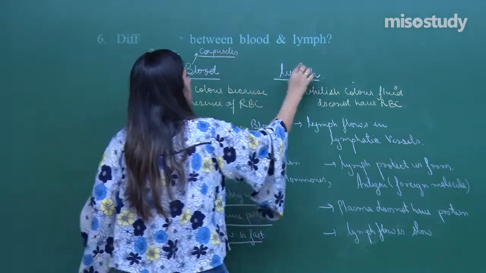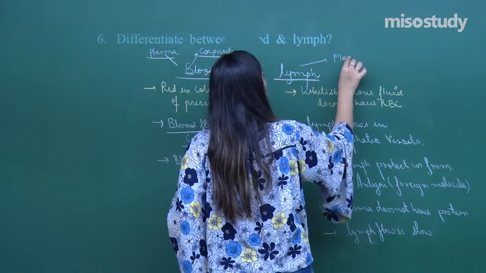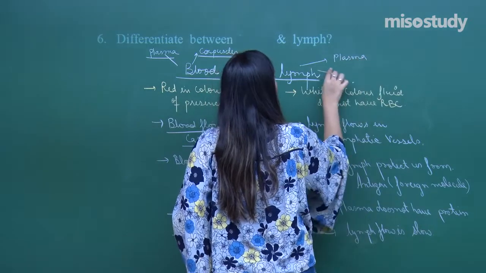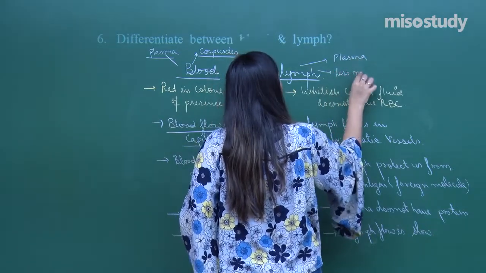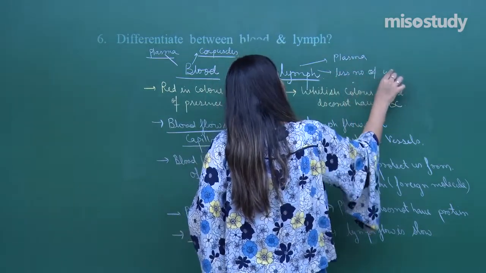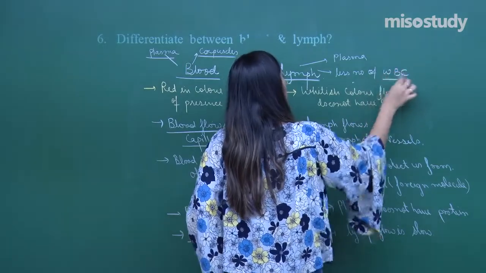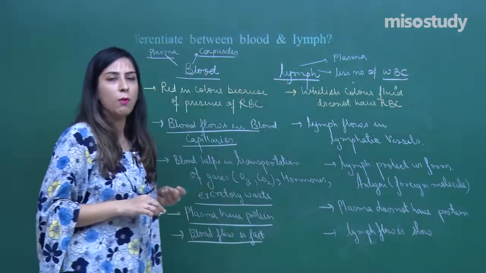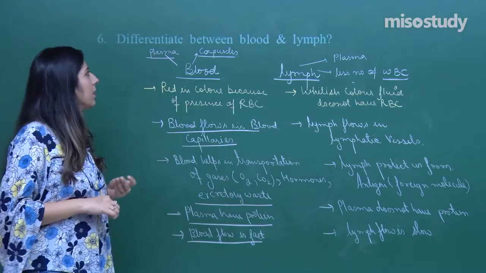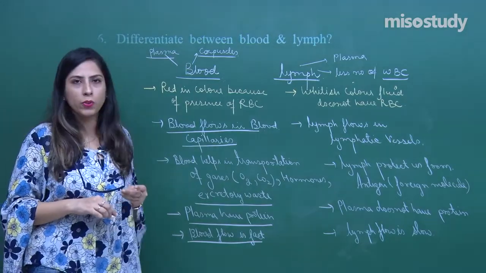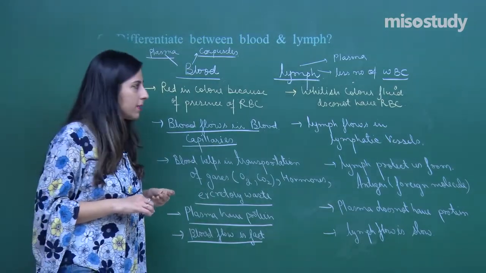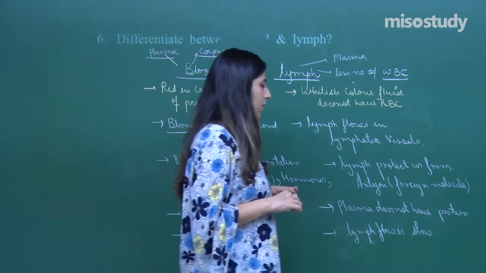Whereas in this case, plasma is there and they have a smaller number of WBC. Now what is WBC? WBC are white blood cells, right? And this was a 2-mark question. We have discussed question number 6, right? Hope this is clear to you.